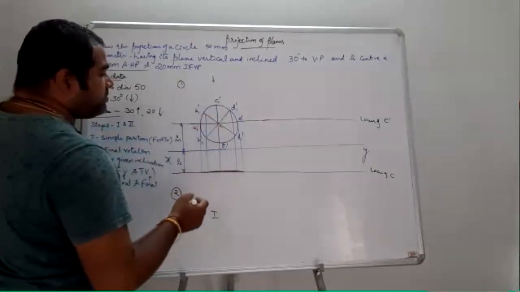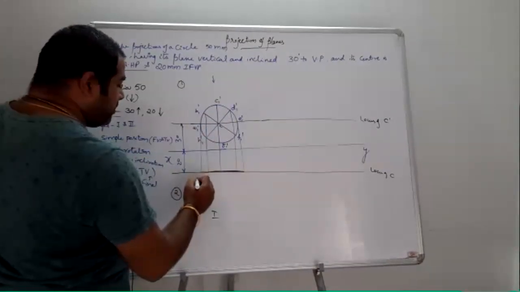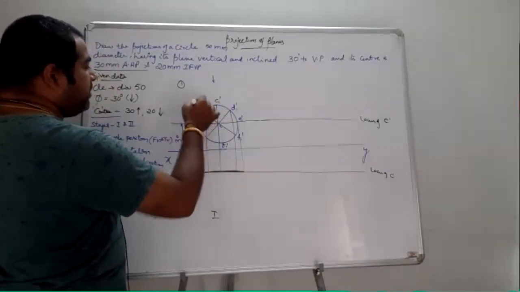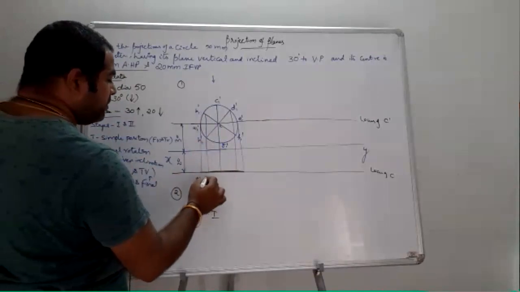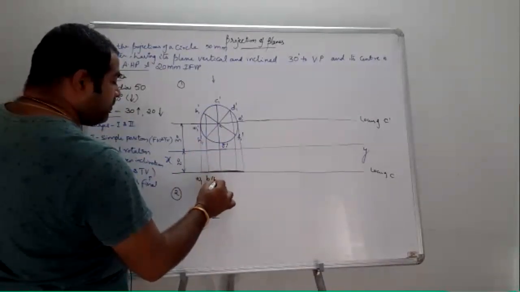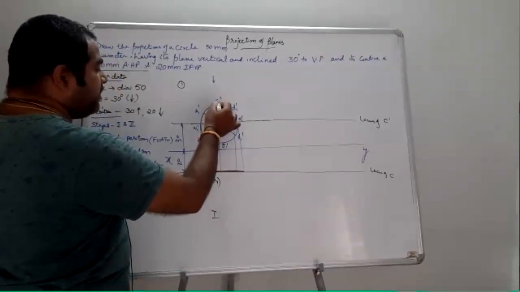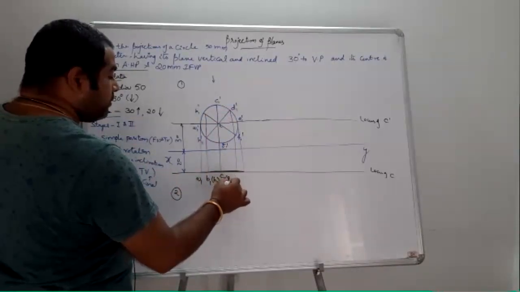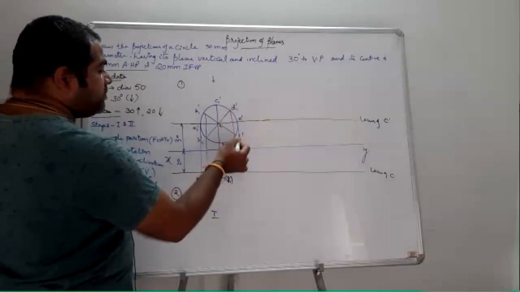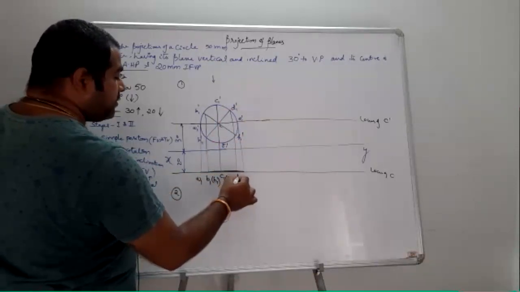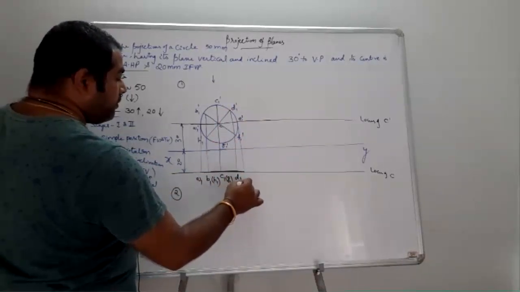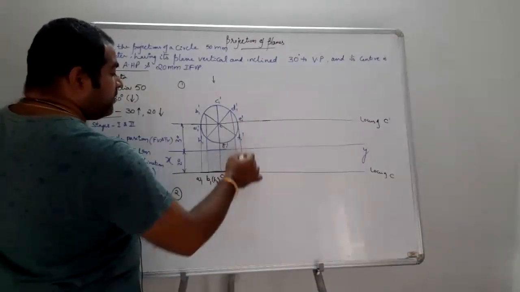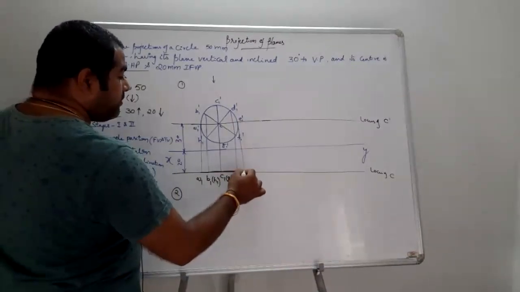Now tell me, what are the visible points? A1 is visible. Next, B1 is visible, H1 is invisible, so it becomes B1 of H1. Next, C1 is visible, G1 is invisible, so it becomes C1 of G1. Next, D1 is visible, F1 is invisible, so it becomes D1 of F1. Next, E1 is completely visible.